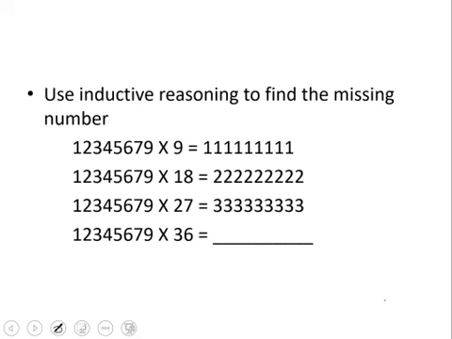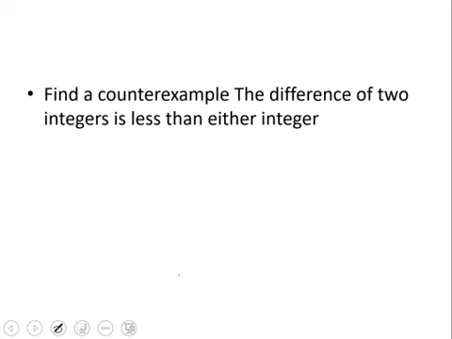Okay, and then if we multiply the next one by 45, they should be all 5s. Next one by 54 should be all 6s, and etc., etc. That's us using inductive reasoning because we've identified a pattern. Okay, so find a counterexample.